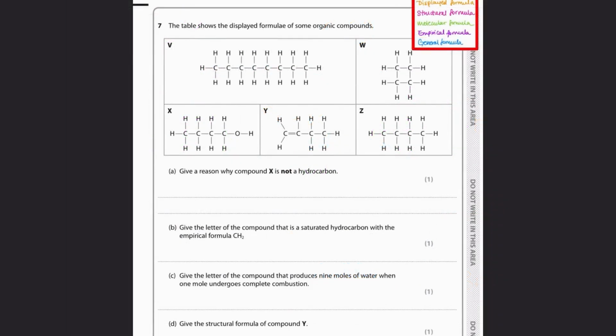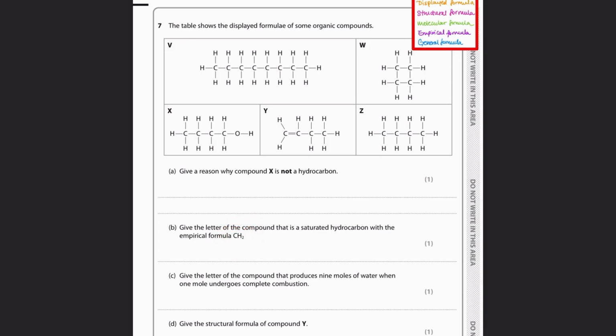Okay, guys, last question to power through. It says, give a reason why compound X is not a hydrocarbon. I think this is very easy because it does not contain just carbons and hydrogen only. It contains an oxygen, so that's done. B, give the letter of the compound that is a saturated hydrocarbon with empirical formula CH2. So saturated, again, I'm looking for single bonds only, but it's got to have empirical formula CH2.